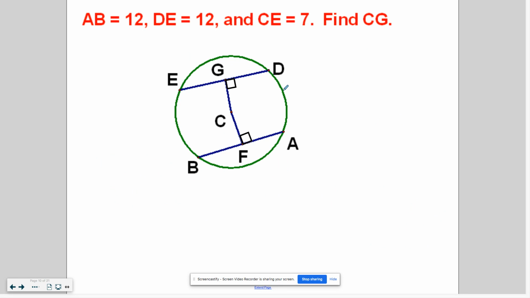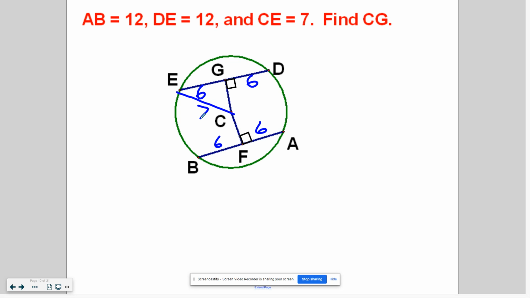Okay, a little practice with the perpendicular bisectors. AB is 12. I immediately know that this is 6 and 6 then, because this is perpendicular here with the radius. DE is 12. I immediately know that's 6 and 6. And CE is 7. CE, where's CE? Oh, CE is the radius, so that goes like that, 7.